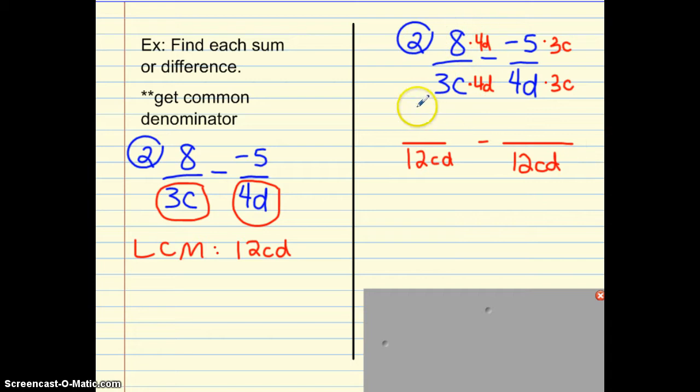So 8 times 4 is 32, and my D gets tacked on. And 5 times 3 is 15, and my C goes right there. So my common denominator is 12CD, and on top I have 32D minus 15C.